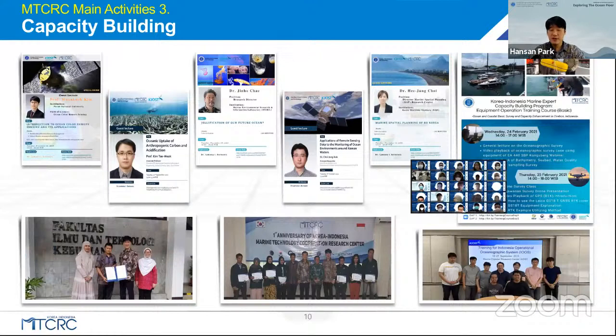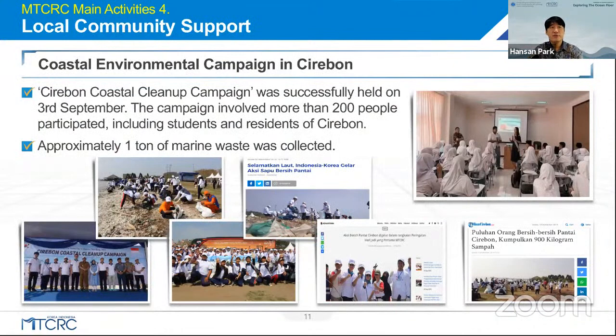Actually we planned many offline training programs, but because of COVID-19, we conducted online programs. We already invited many lecturers from Korea, and also held an equipment operation and security training program online. We also support the local community, such as the Cirebon coastal cleanup campaign. More than 200 people joined, and we gathered 1 ton of marine waste.